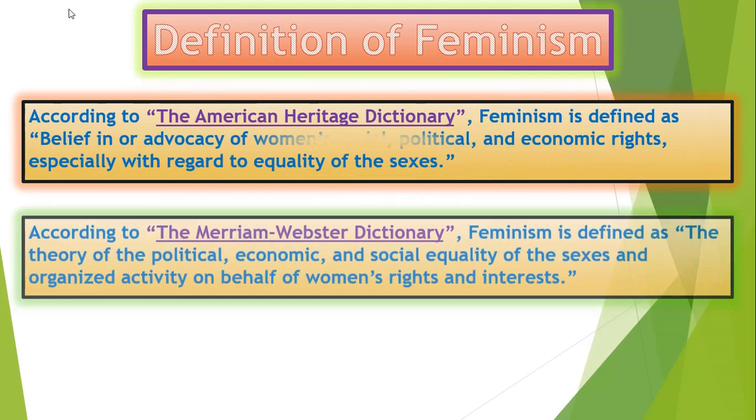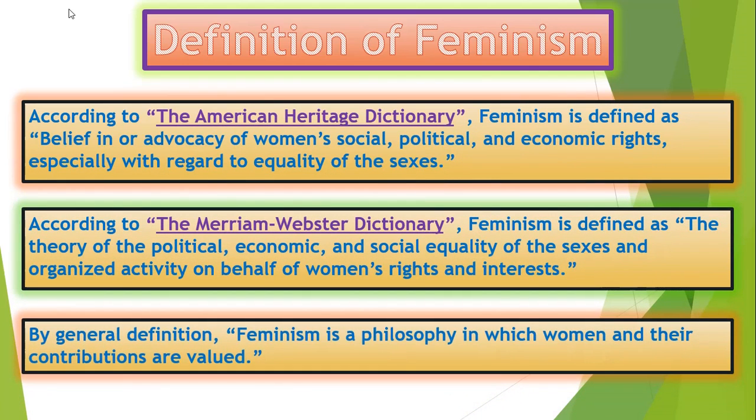Now let's see what dictionaries say about feminism. According to the American Heritage Dictionary, feminism is defined as belief in or advocacy of women's social, political, and economic rights, especially with regard to equality of the sexes. Another definition, according to the Merriam-Webster Dictionary, feminism is defined as the theory of the political, economic, and social equality of the sexes and organized activity on behalf of women's rights and interests.